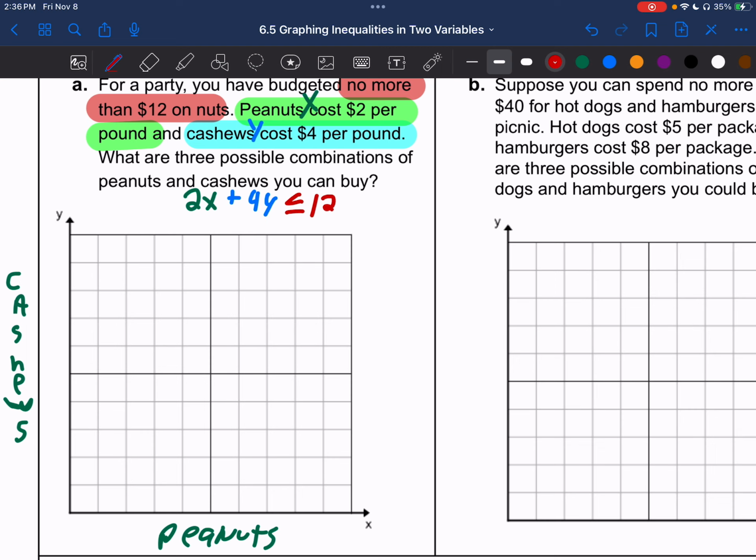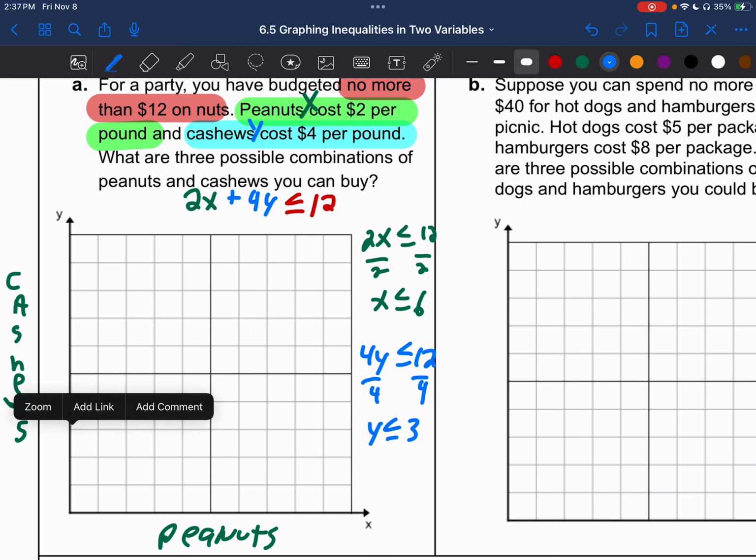So we go ahead and we solve this and we find our intercepts. So if we find our x-intercept, 2x is less than or equal to 12, divide by 2, x is less than or equal to 6. My y-intercept, 4y is less than or equal to 12, divide by 4. Y is less than or equal to 3. So my y value, we're going to go to 3, and we're going to go to 6 for our x.